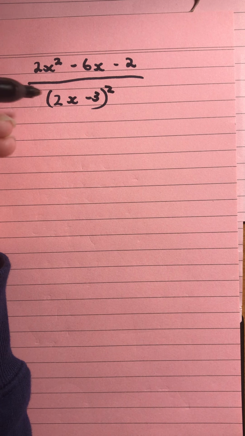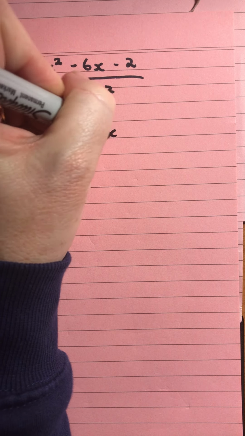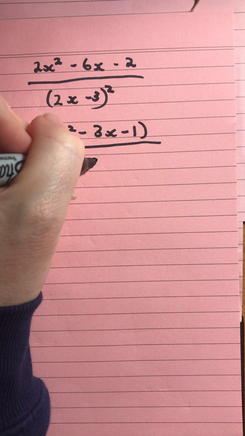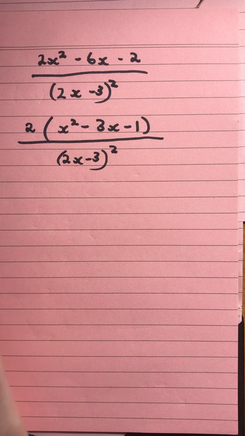I can see if I can do any factorising, so I can take a 2 out, and I get x squared minus 3x minus 1. And on the bottom I've got 2x minus 3 all squared. I can have a look at this one and see if there's anything that I can factorise.